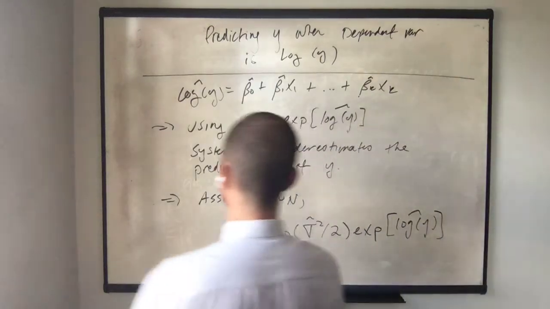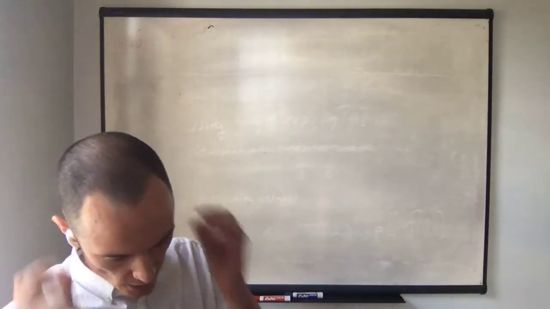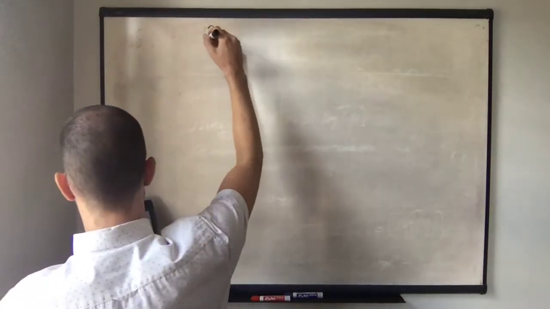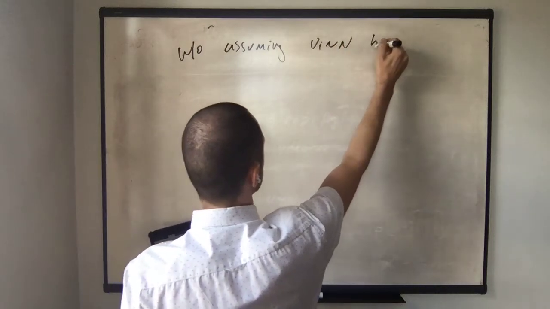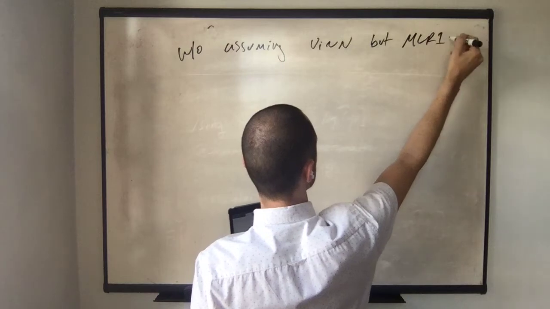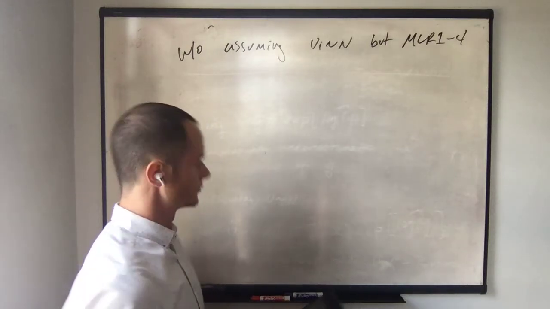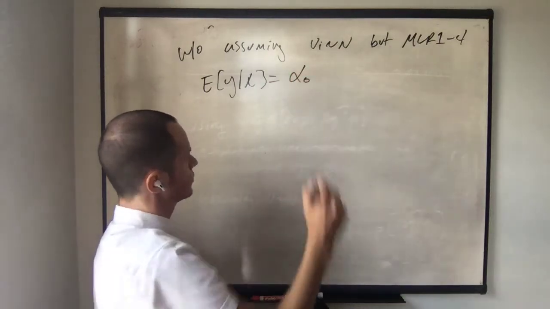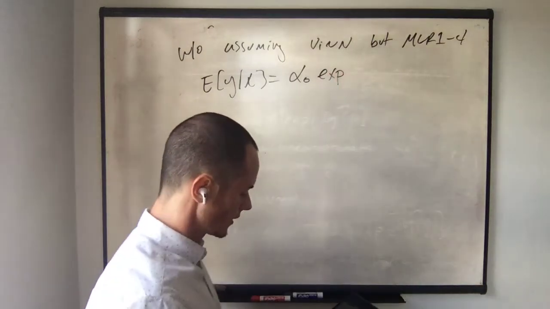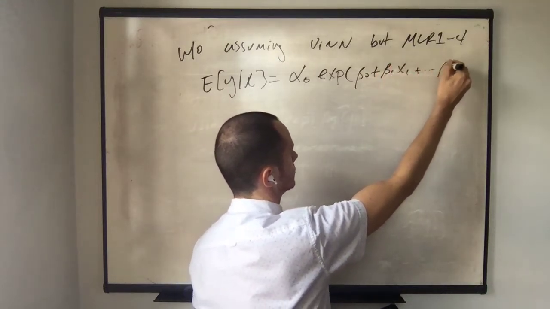And we can come up with other ways to do this without needing to assume that the errors are normally distributed. We have 2 ways to do that. It's like Burger King, you can have it your way. Without assuming that the u i are normally distributed, but we do need to make assumptions 1 through 4, we can derive a similar method. We want to get the expected value of y given x. That's going to be equal to some value alpha times e to the power of beta naught plus beta 1 x1 through beta k xk.